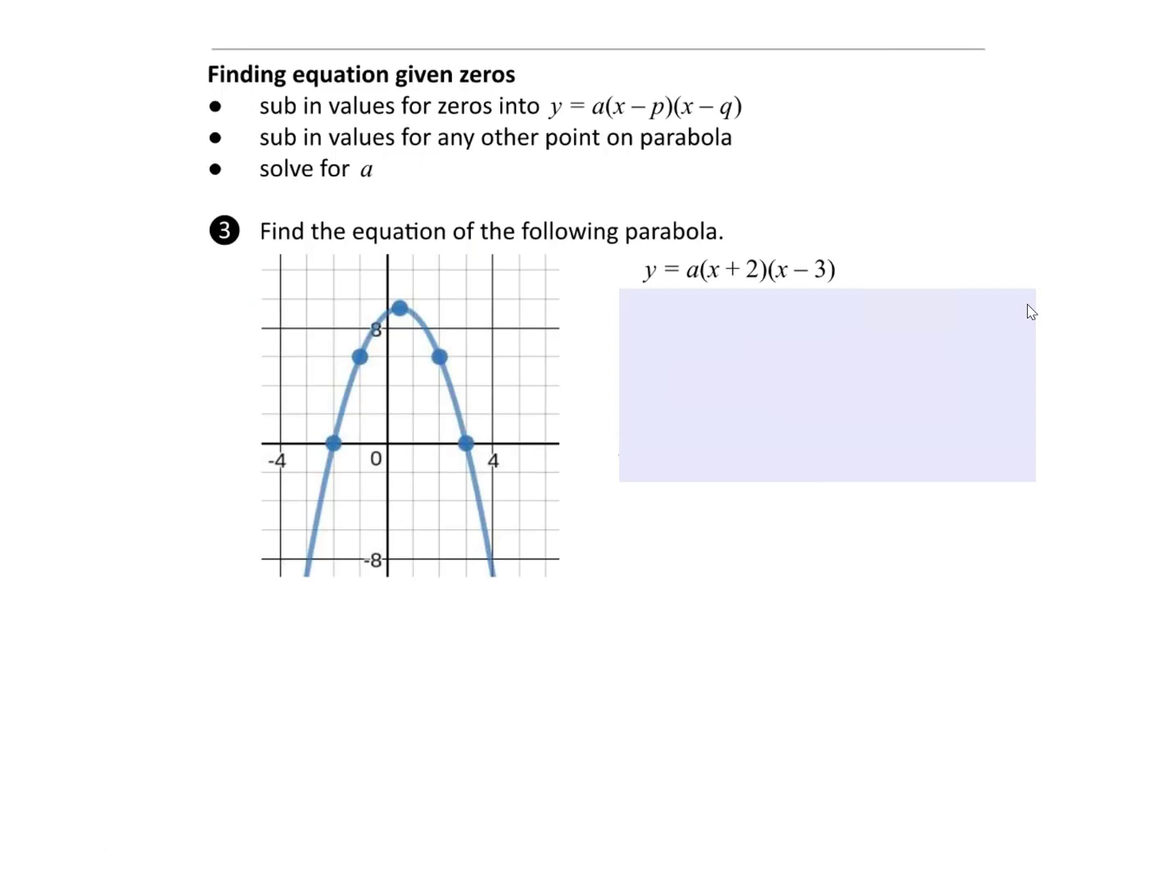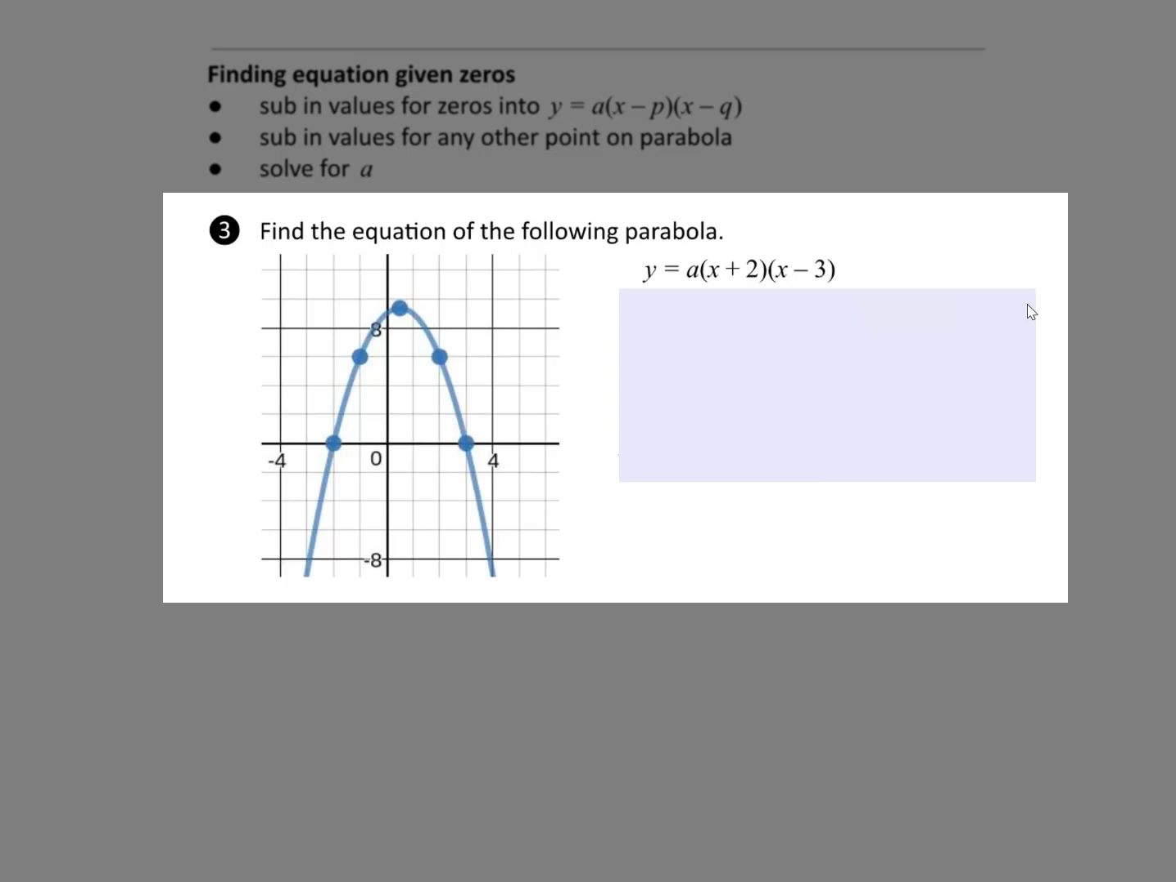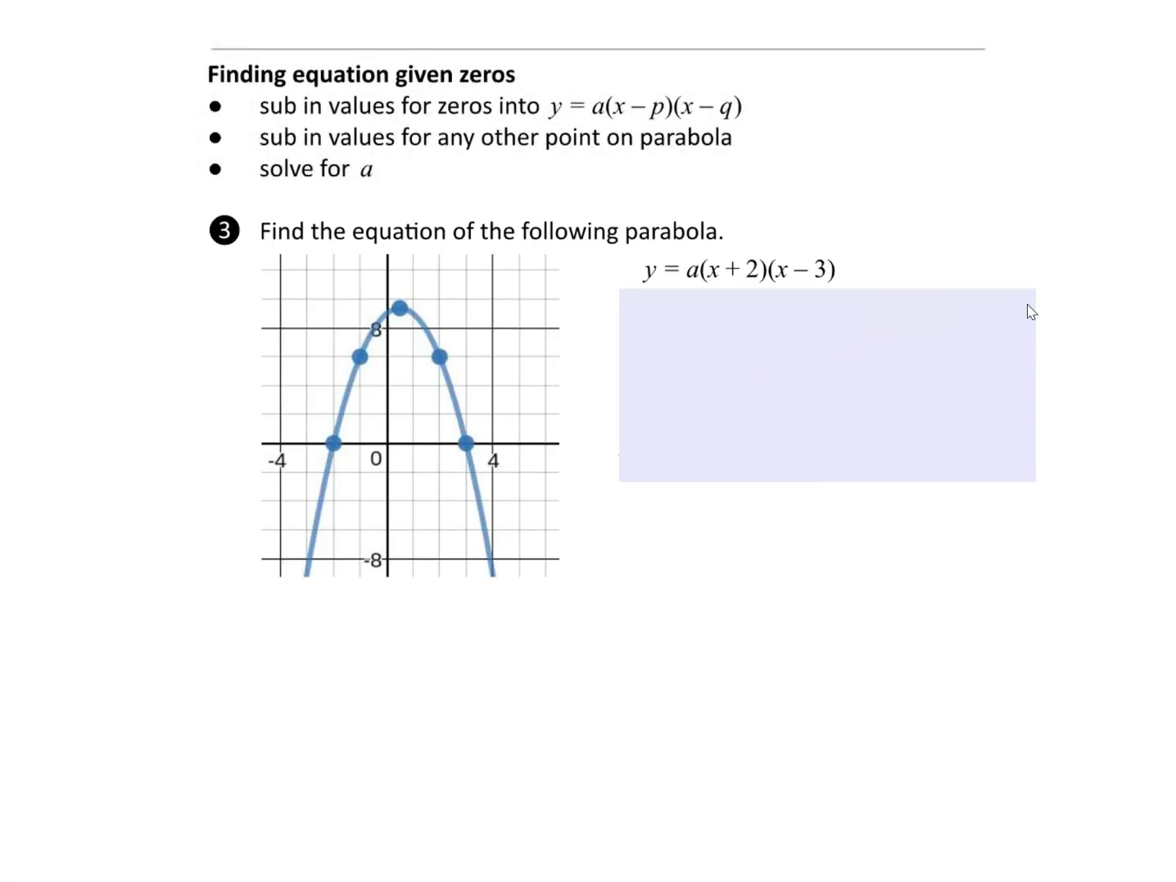Finding equations given the zeros. So if you're given the zeros, you can use them in your factored form. If you sub in the values for any point on a parabola, then you solve for a. In this example, I don't actually give you the formula. That was something that I just revealed early on, just so that it's nice and computer generated, neat. But we can clearly see that our zeros are here and here, right?